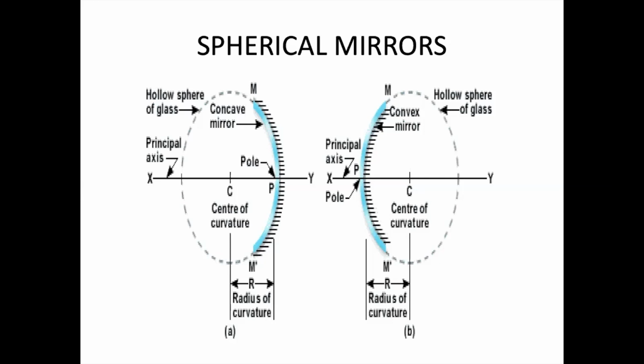And this center of the curved surface is called the center of curvature. And this point is called the pole. The center of the reflecting surface of a spherical mirror is called the pole. If I make a line joining the center of curvature and the pole, it is called the principal axis. So what is a principal axis? It is a line joining the center of curvature and the pole.